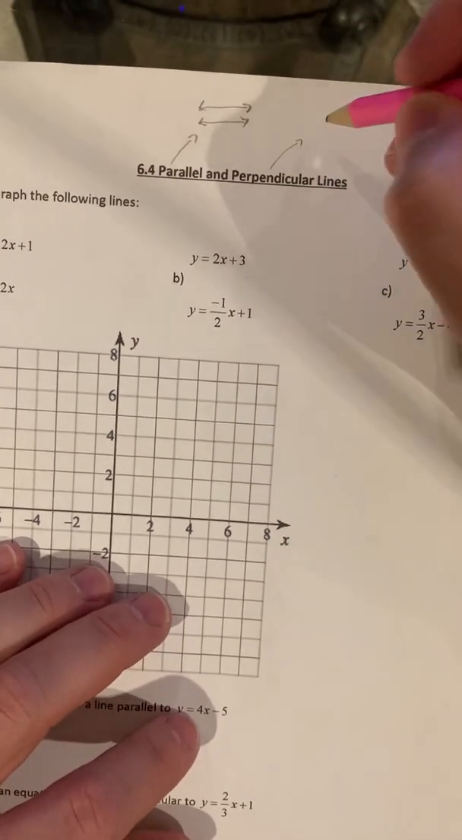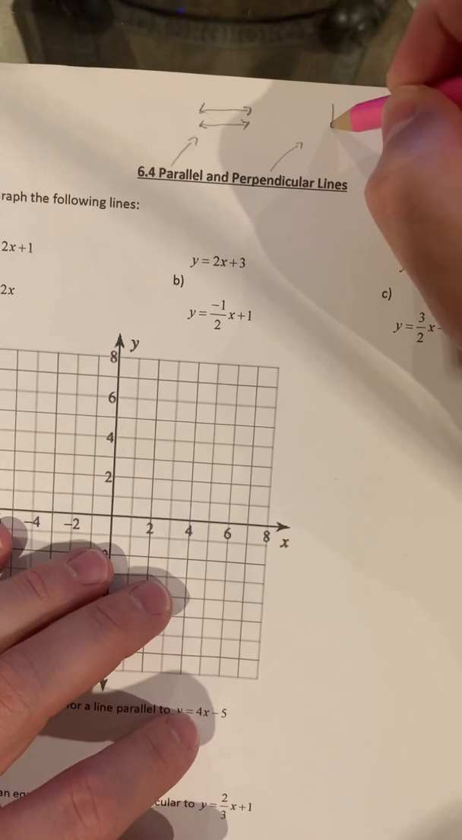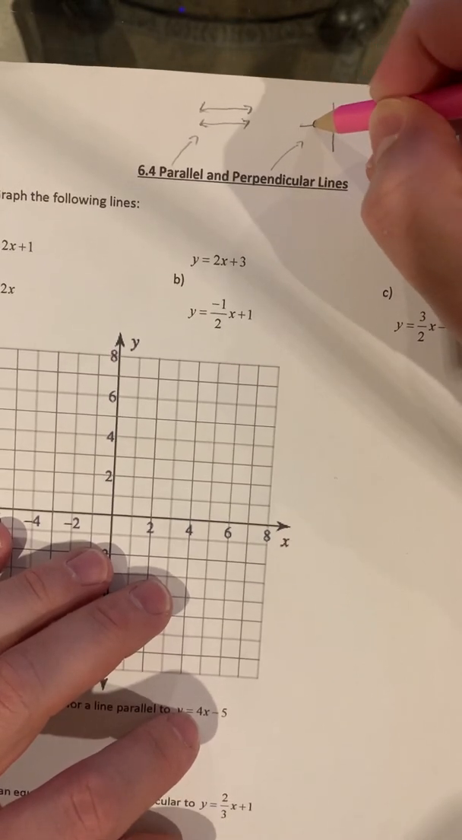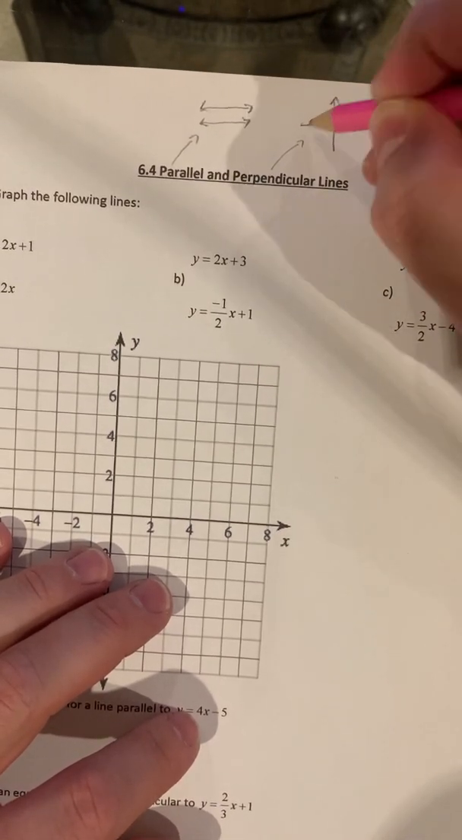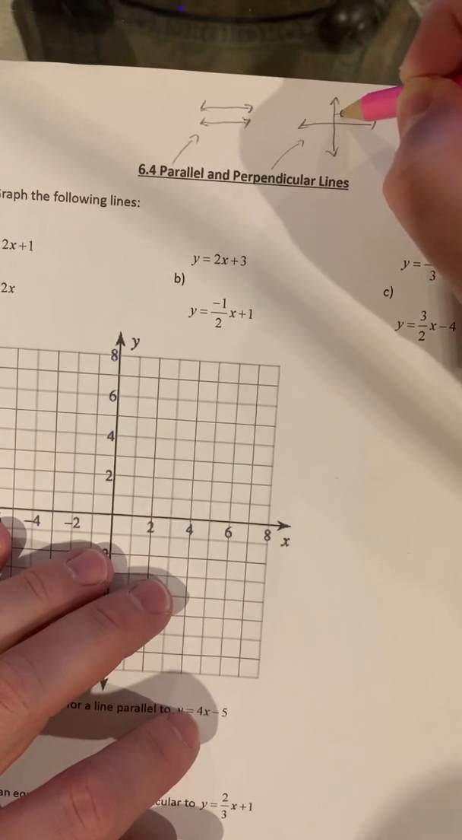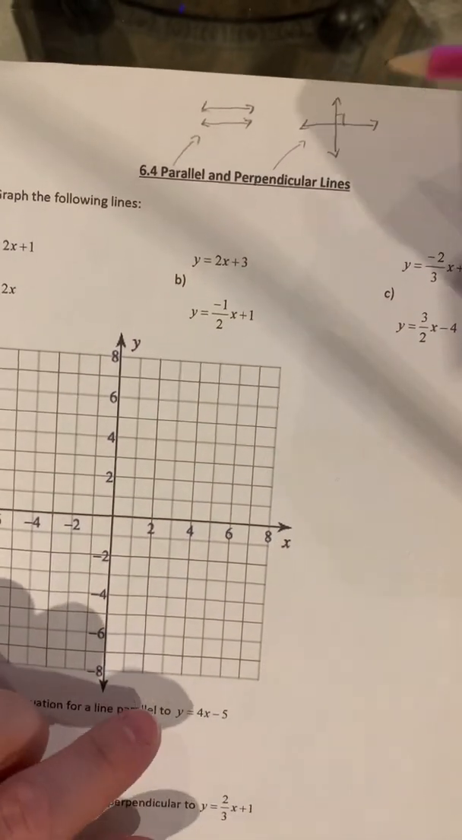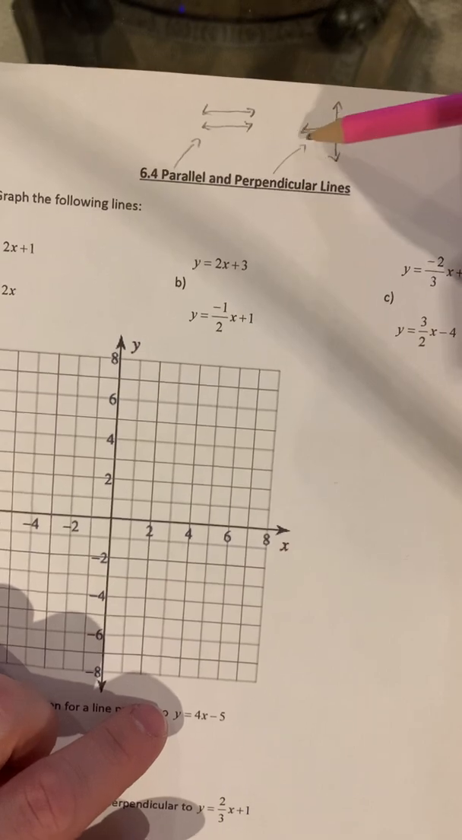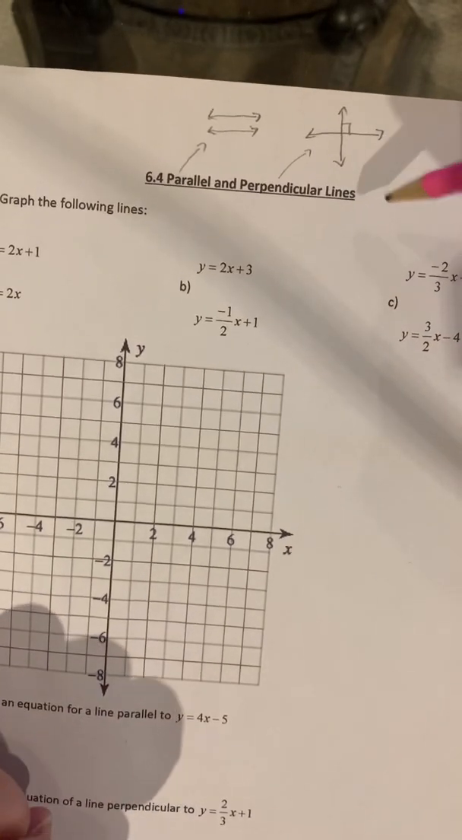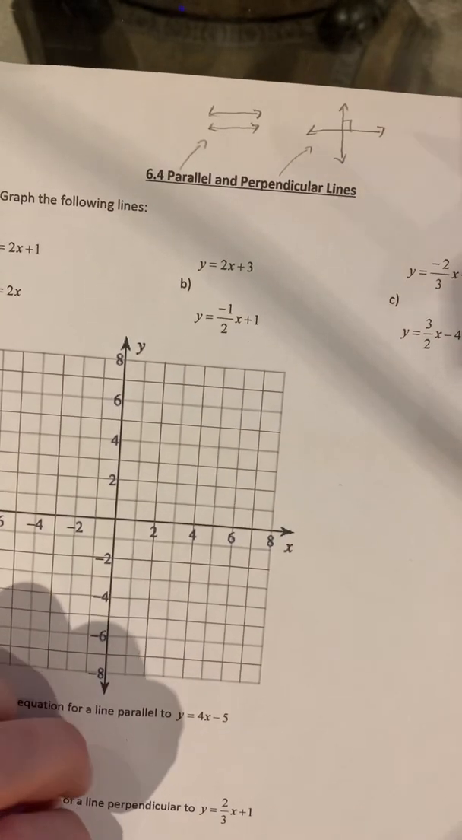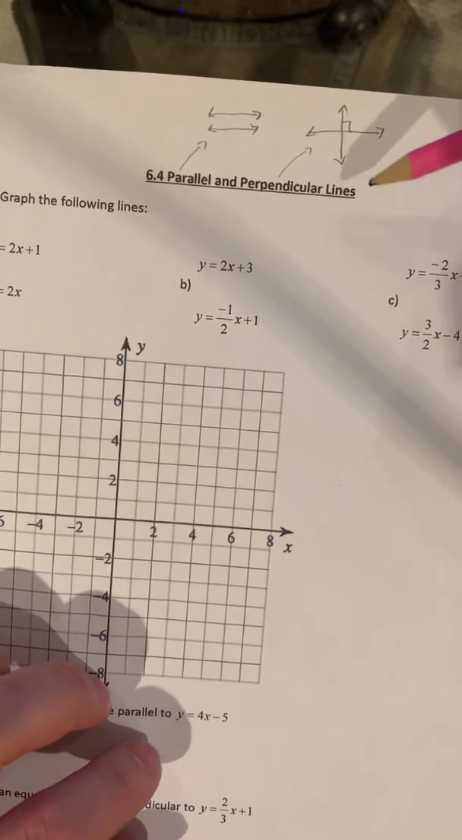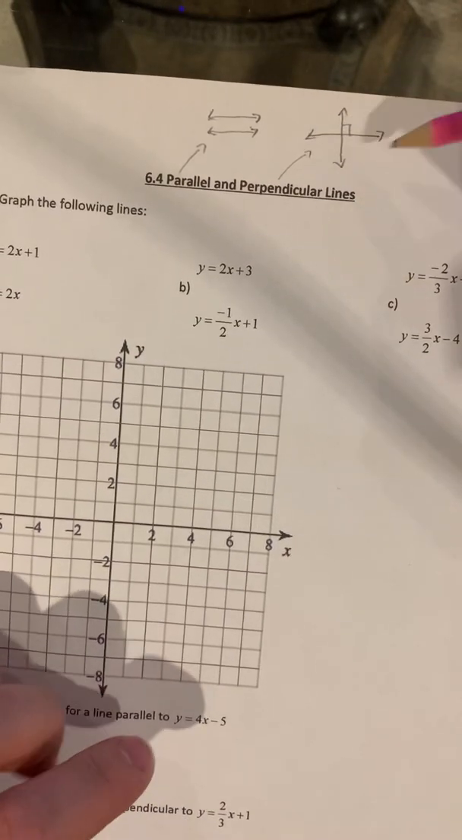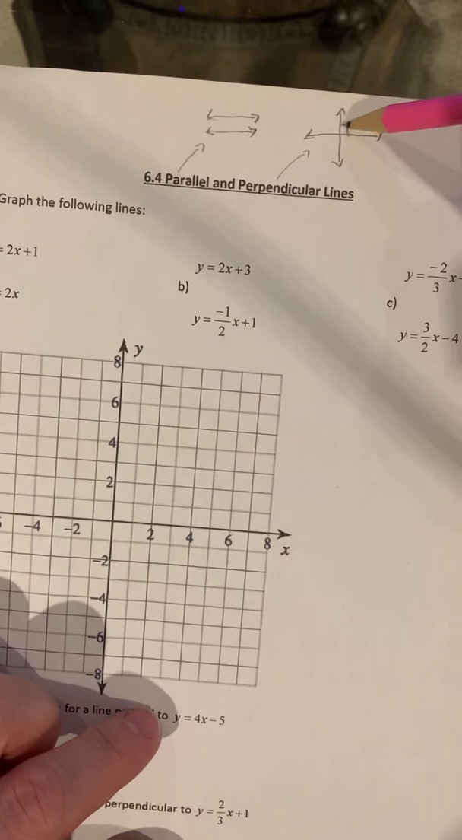Perpendicular lines, on the other hand, intersect each other. Not only do they intersect each other, but they intersect at a 90-degree angle. It's 2 lines going in completely opposite directions, like someone traveling north and south and another person traveling east and west. They're going in completely different directions, but they can meet at a 90-degree angle.